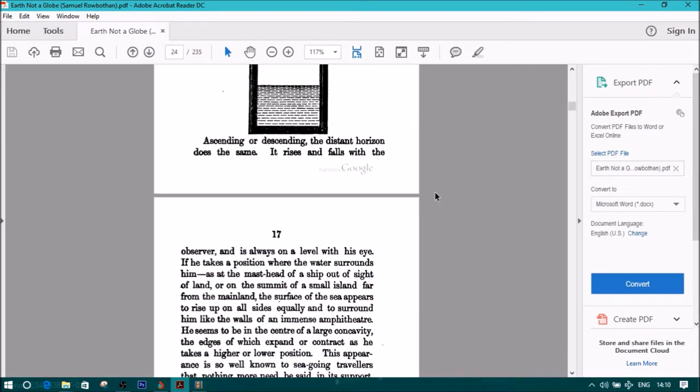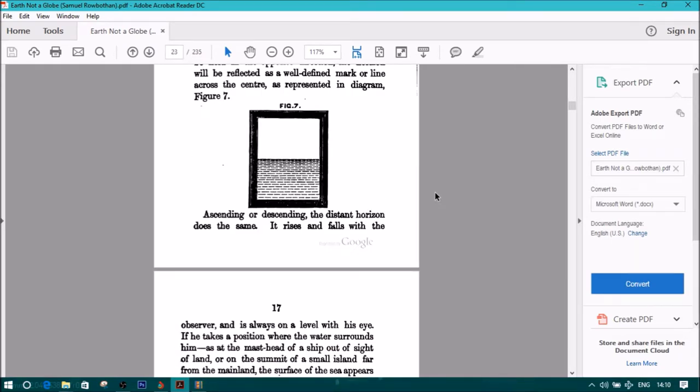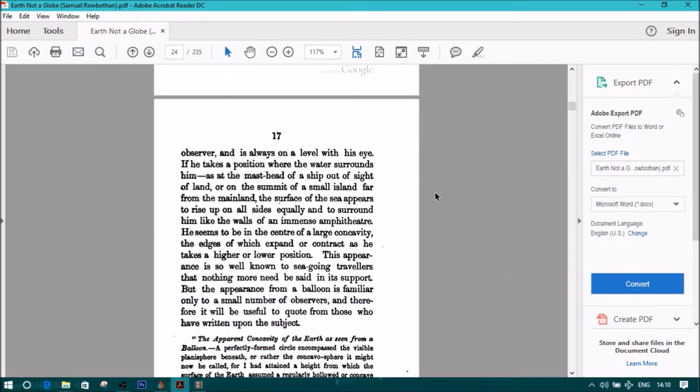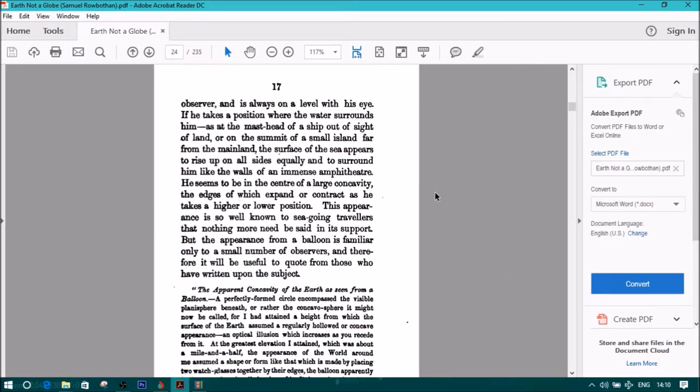Ascending or descending, the distant horizon does the same. It rises and falls with the observer, and is always on a level with his eye. If he takes a position where the water surrounds him, as at the masthead of a ship out of sight of land, or on the summit of a small island far from the mainland, the surface of the sea appears to rise up on all sides equally and to surround him like the walls of an immense amphitheater. He seems to be in the center of a large concavity, the edges of which expand or contract as he takes a higher or lower position.